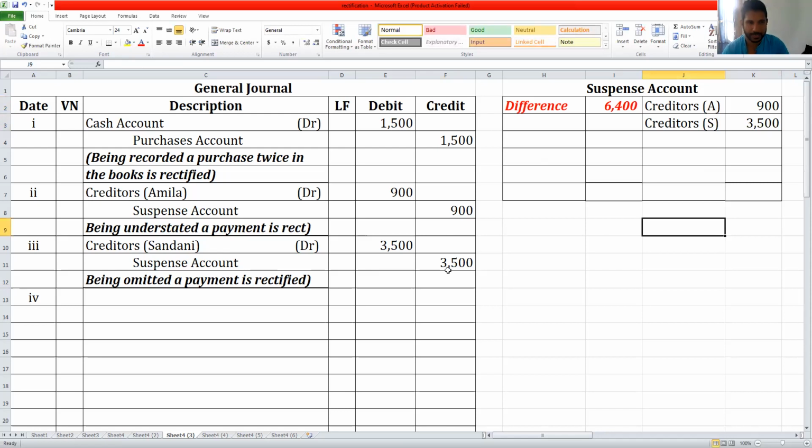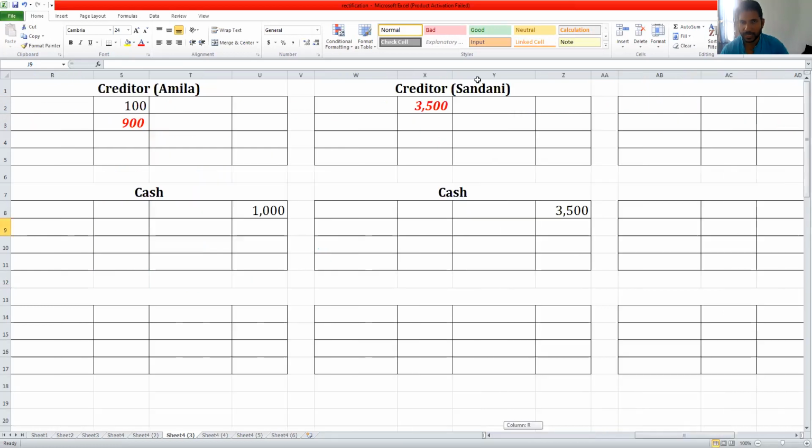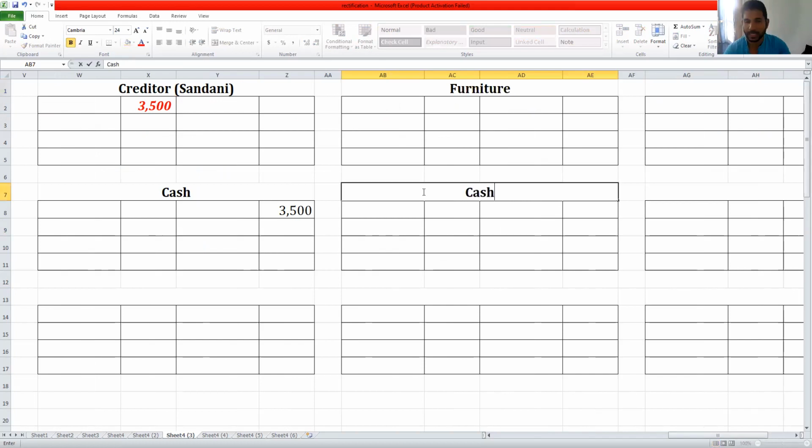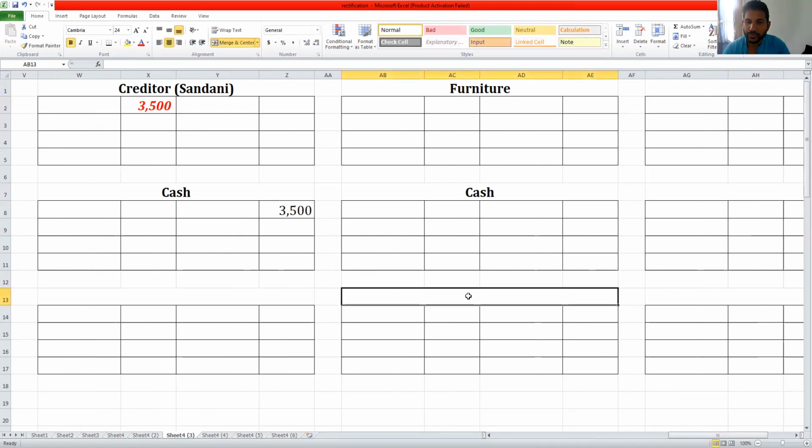Number 4. Purchased furniture valued 4,000 has been recorded in the purchases account. We have purchased furniture. Therefore, the correct two accounts should be furniture account and cash account. Isn't it? But what we have done, instead of debiting that amount to furniture account, it is debited to purchases account.